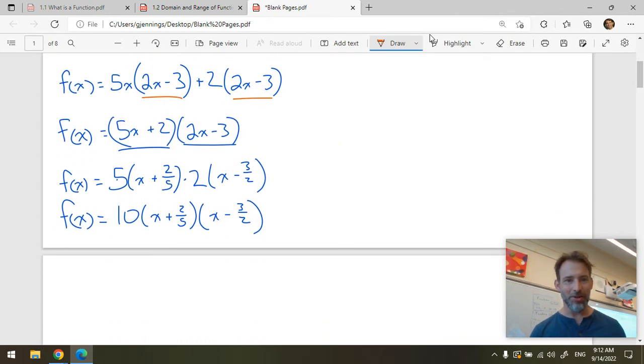All right? So the roots here are x is equal to negative 2 over 5, that would make this one 0, or x is equal to 3 over 2, that would make that bracket 0. So those are the two roots, finding them by factoring.